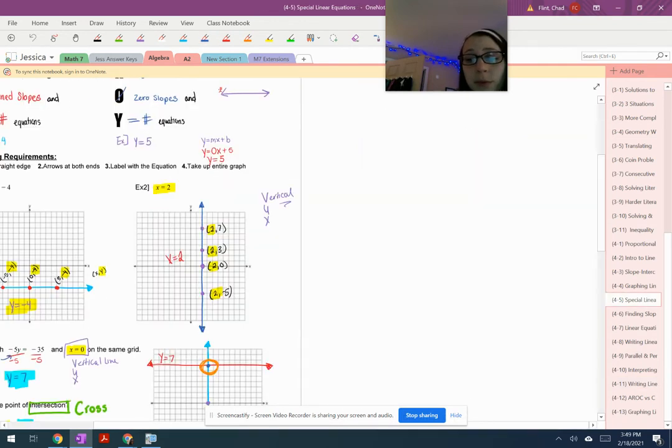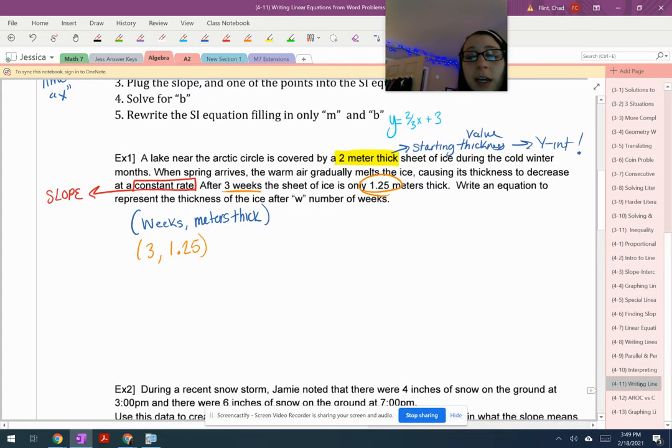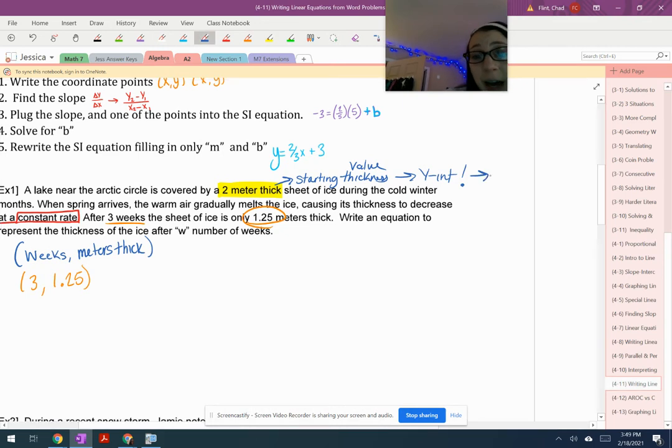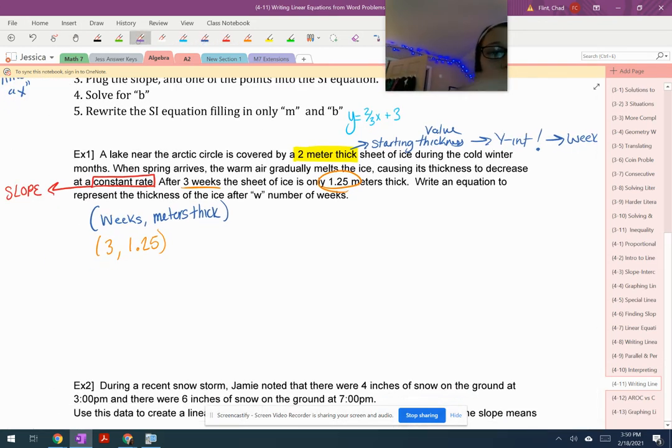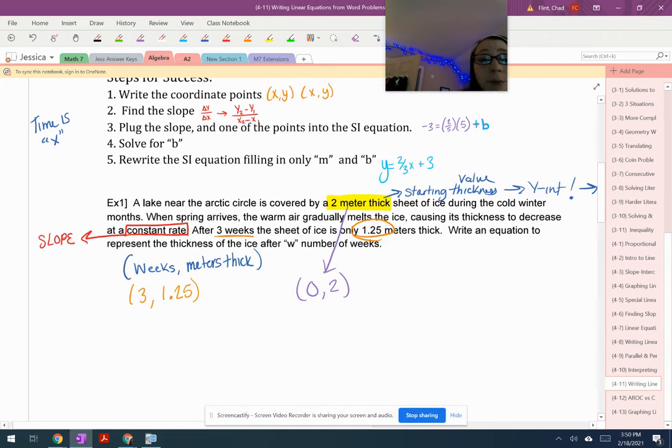Ooh, so much crazy stuff. If it's my y-intercept, that means that the weeks would be equal to 0. So this gives me the hidden point, 0 weeks, 2 meters thick. Okay, so I wrote my 2 points.